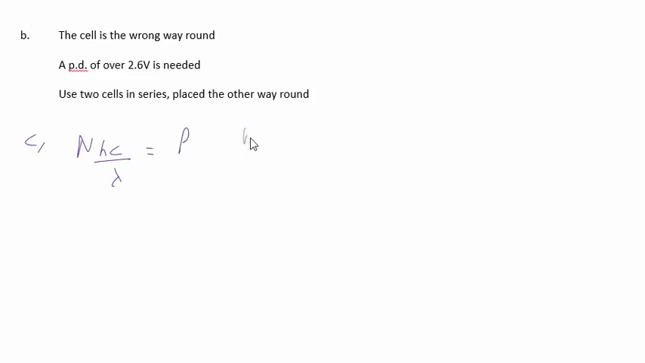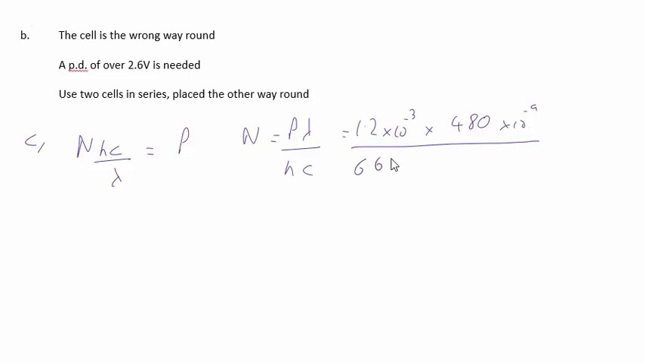So we can say that the number of photons is power times wavelength over hc, which is 1.2 times 10 to the minus 3 for the power, times 480 times 10 to the minus 9 meters for the wavelength, over the Planck constant and the speed of light in a vacuum. And that gives 2.9 times 10 to the 15 photons per second.